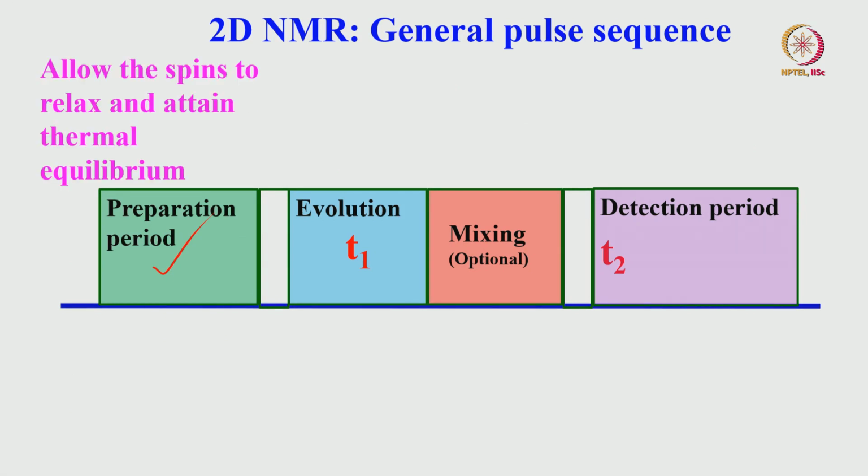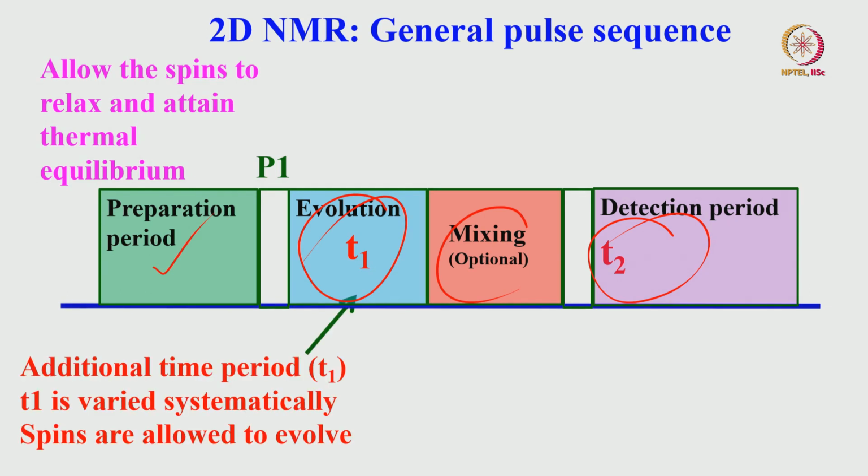Then we have another time period called t1, the evolution period, and another time period called the detection period, called t2. We have a mixing period in between these two, which we can optionally use for some specific experiments. After the preparation period, I apply a pulse P1, some 90 degree pulse or whatever the angle, an RF pulse. Then I allow the spins to evolve with time. Spins are evolving after the 90 degree pulse.